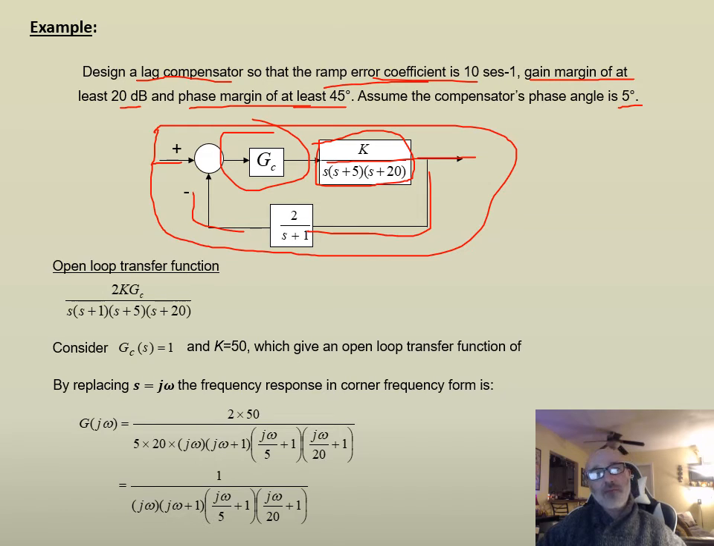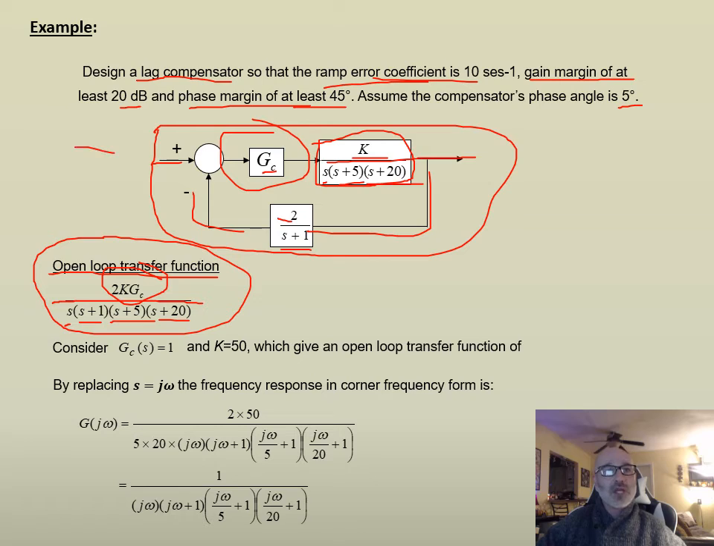Now from that information, what we can do is develop our open loop transfer function. We can see the denominator of our open loop transfer function here: we have our S, times our S plus 1, our S plus 5, and our S plus 20. And on our numerator, we have 2 K G sub C, so there's our 2, our G sub C, and our K. So this is our open loop transfer function from our given diagram.